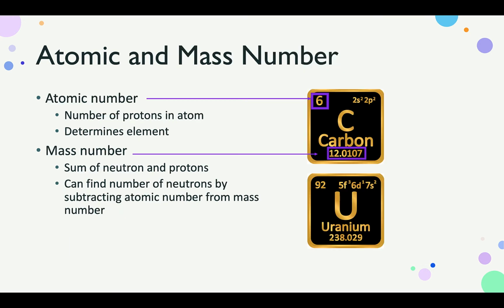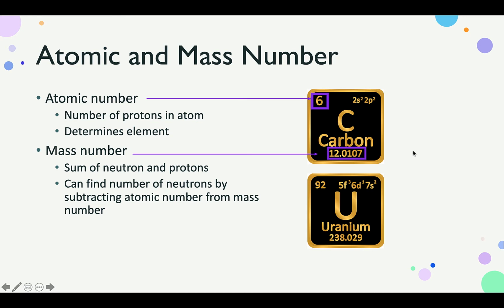Next, we can talk about some properties of elements like atomic and mass number. The atomic number is determined by the number of protons in the nucleus of an atom, which determines the element of that atom. So, since an atom usually contains the same amount of electrons and protons, the atomic number also identifies the amount of electrons present in a given atom in its neutral state. The mass number is the sum of the protons and neutrons.